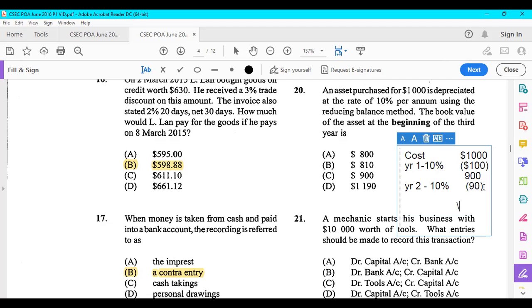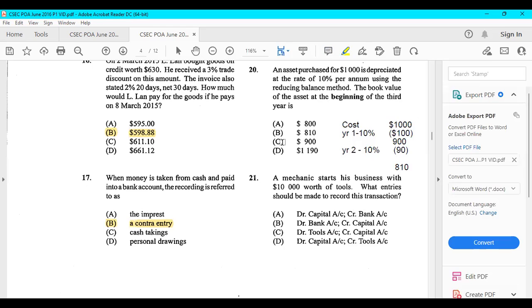So that's the book value at the end of the second year. My cursor is not working, but this is 810. So at the end of the second year, the book value is $810. Therefore, it would be the book value at the beginning of the third year. So our answer is $810. This is B. All right.